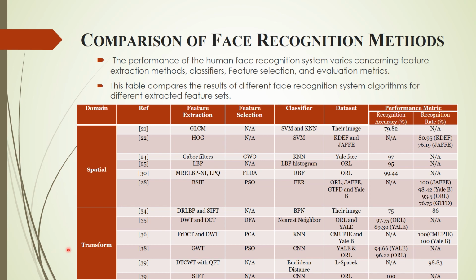In transform domain, for example, one work used discrete wavelet transform and discrete cosine transform as feature extraction with DFA as feature selection, and nearest neighbor used as classifier with ORL and YALE datasets. This is the result on the ORL and YALE datasets.